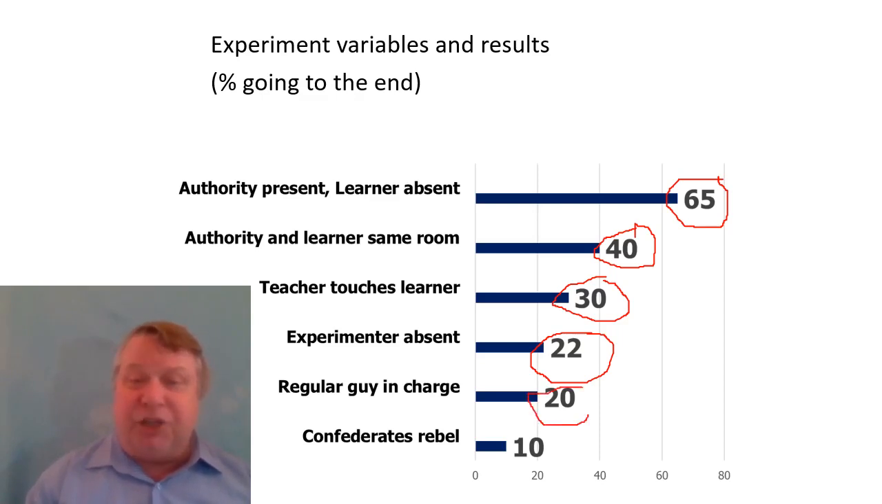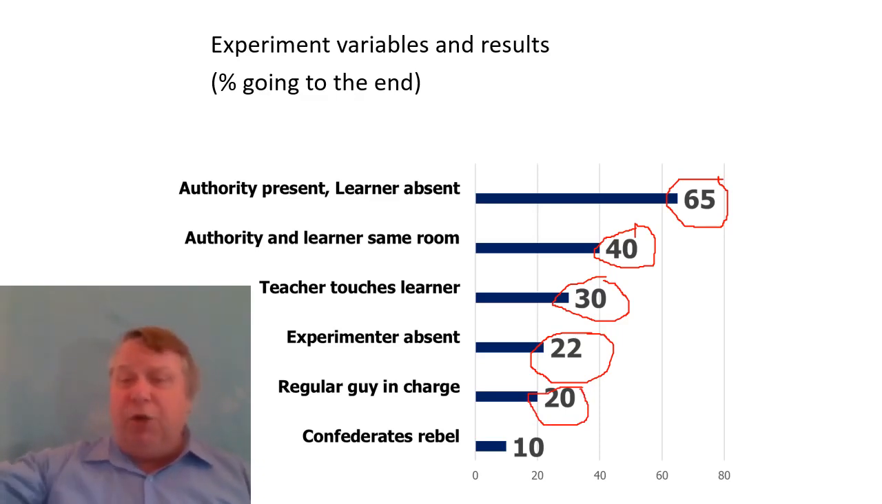And then when they had just a regular guy in charge, so the experimenter would leave and he'd say, you there, you take charge. And apparently some guy who was obviously also part of the experiment would take over. Then again, it dropped to 20%. He was not accepted as an authority figure.